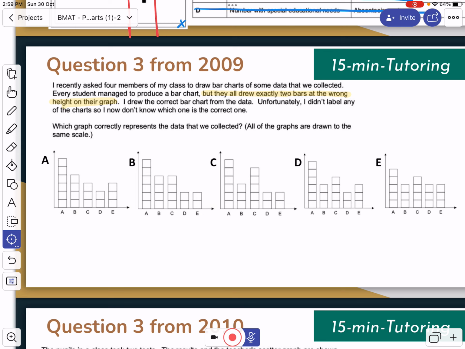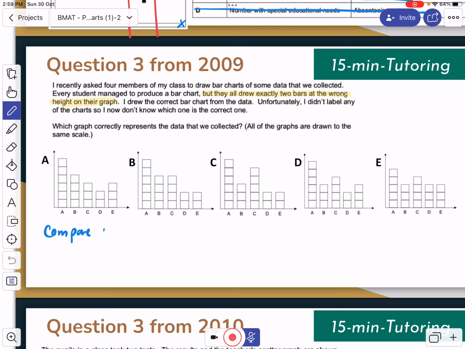Something is not right, right? They said that if you take the correct one and compare to the wrong one, the difference should be exactly 2 bars. So if you compare them and the difference is not exactly 2 bars, it means you are comparing the wrong one and the wrong one. Because if one of them is right, you're supposed to get a difference of 2 bars. So if you get anything other than 2 in terms of the difference, it means both of them are wrong. Let me write it down.